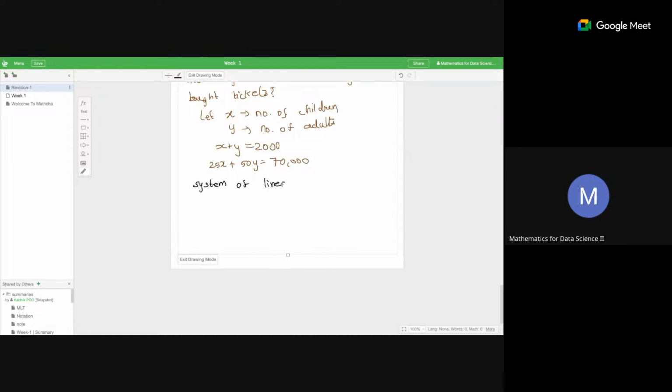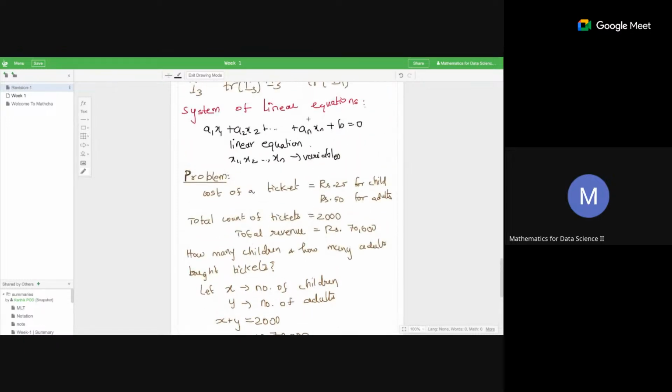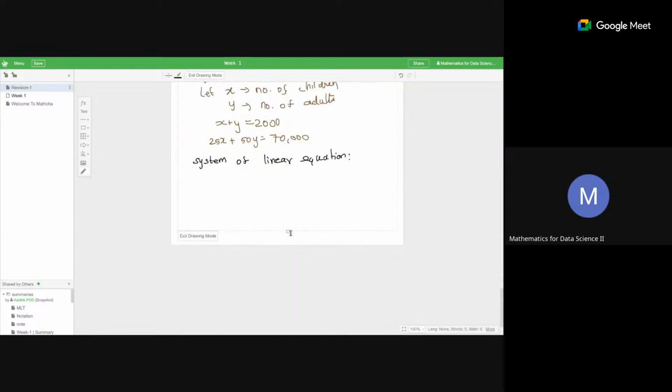System of linear equations. So what is the general form for a system of linear equations? See, here I have given a general form for a linear equation. Just like that, I'm going to give the general form for system of linear equations.